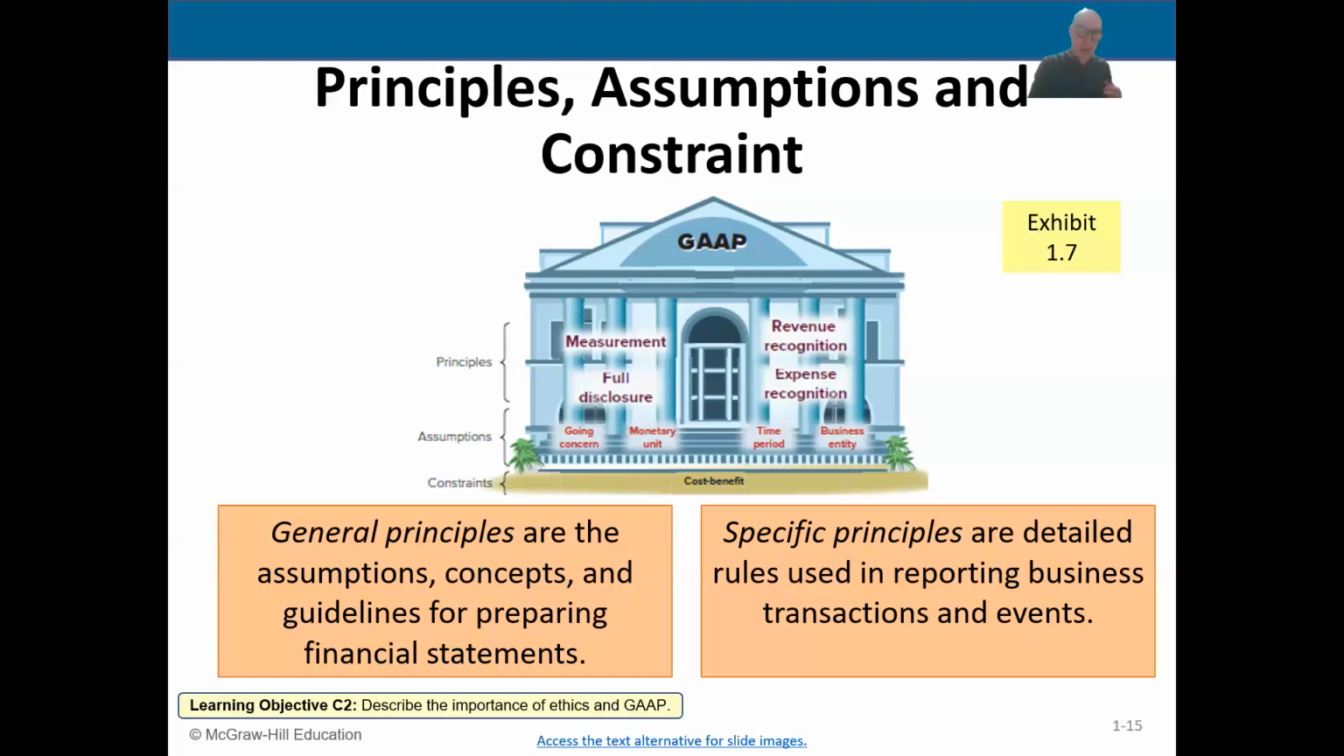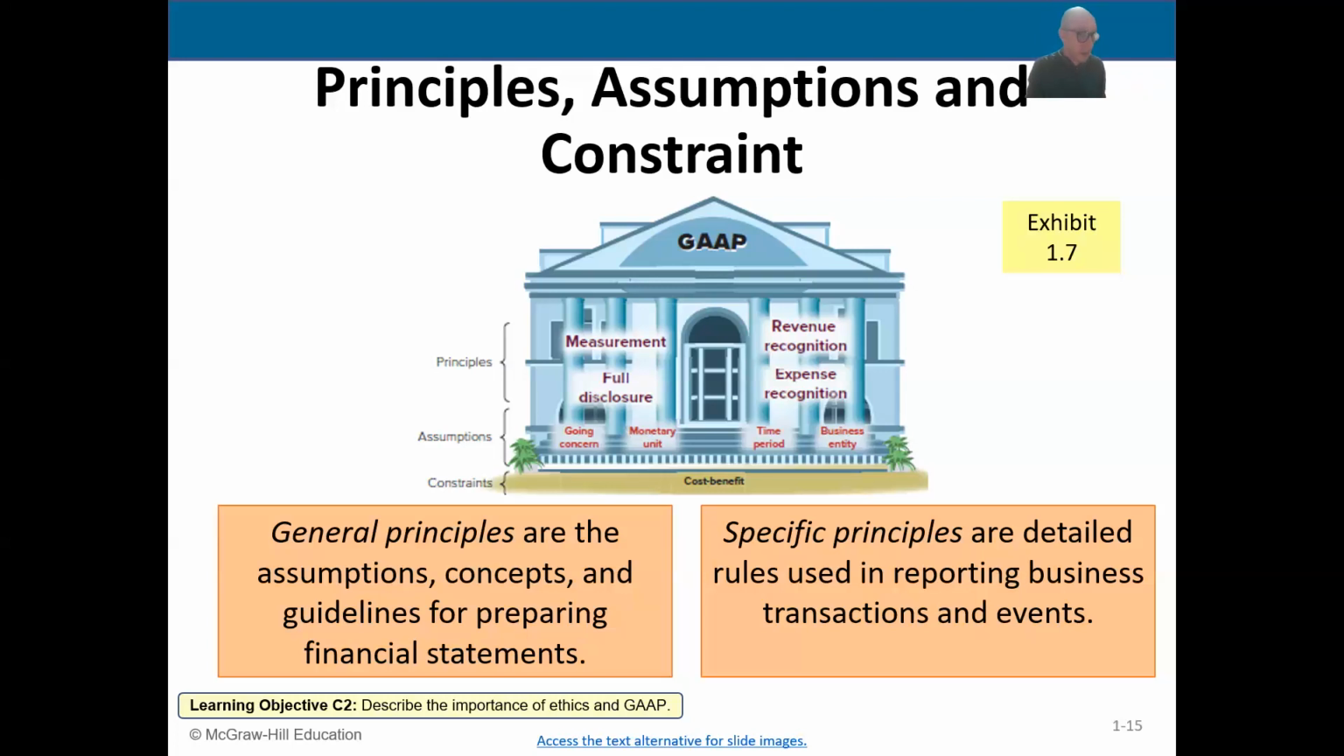These principles are based off of what we call assumptions. The assumptions are that the business will continue to operate, also known as the going concern. The monetary unit, which is like the US dollar or the British pound or the euro or the peso, whatever, right? The time period, which is represented as a month, a quarter, which is 3 months, semi annual, half a year, or annual, a full year. Those are the four types of time periods.